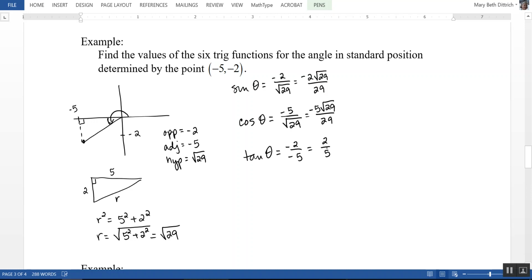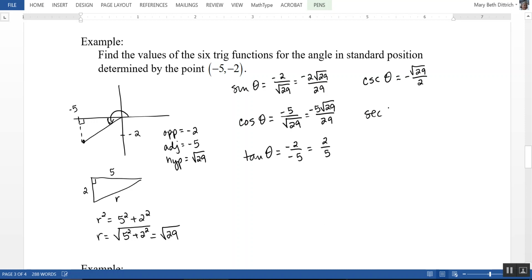Now to do my reciprocal functions, cosecant of theta is just the reciprocal of sine, so let's go back to here and just flip this. So that's going to be square root of 29 over -2. I think I'll put the negative out front.